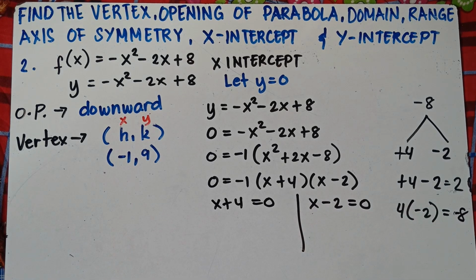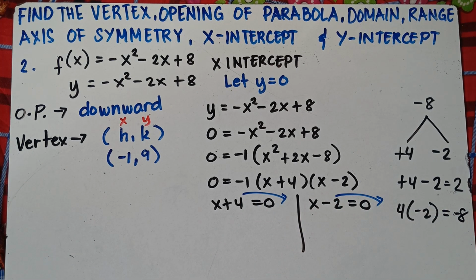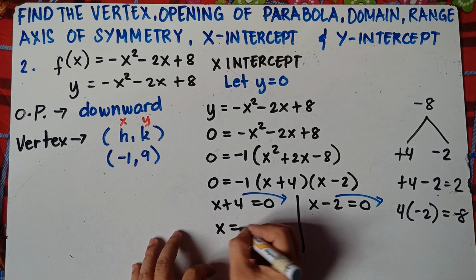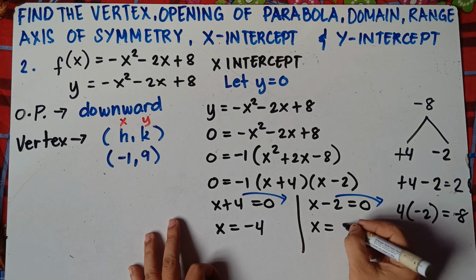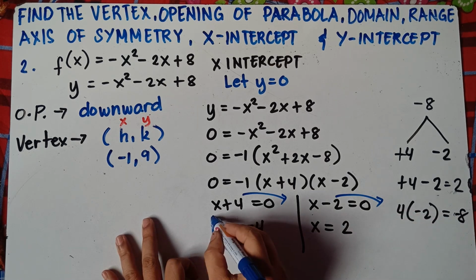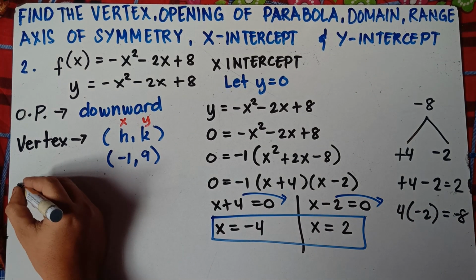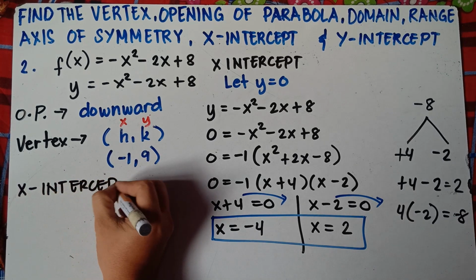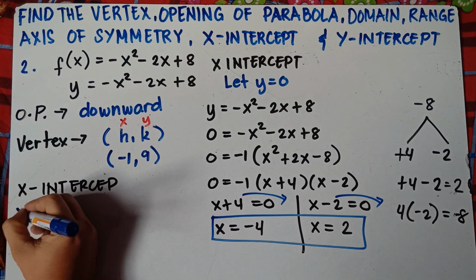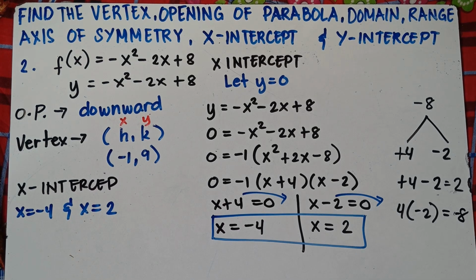So to find the value of x, transpose this 4 from left to right and this 2 from left to right. So we have x equals, this is positive 4, it will be negative 4. And this will be negative 2, it will be positive 2. That's it, class. This will be our x-intercepts. Easy, right? For the x-intercept. So x equals negative 4 and x equals positive 2.